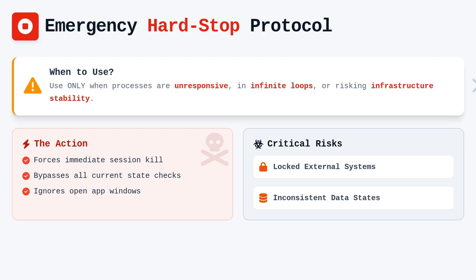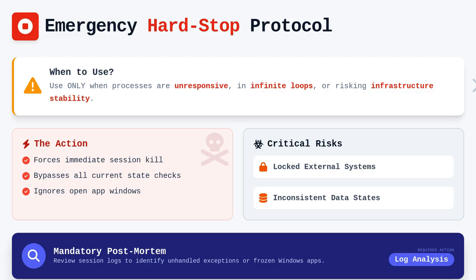You should strictly reserve this feature for instances where the robot is effectively frozen or behaving in a way that risks infrastructure stability. Once a hard stop is triggered, you must perform a thorough review of the session logs to understand why the process reached a point where it could no longer respond to control signals. Frequently, these situations are the result of unhandled exceptions or poor interaction with external Windows-based applications that have ceased to respond to the runtime's input requests.